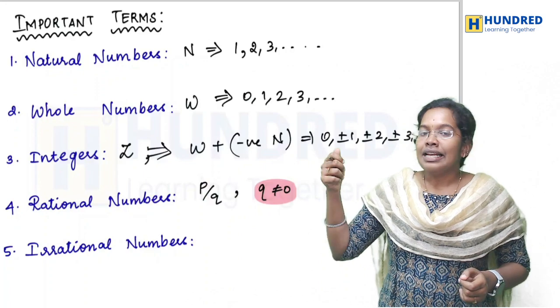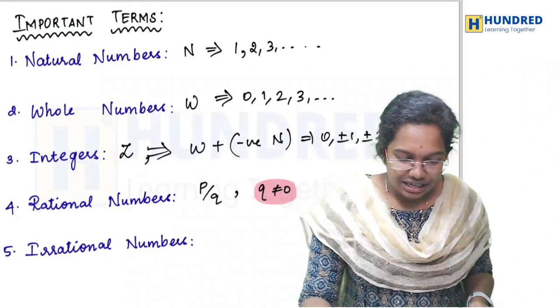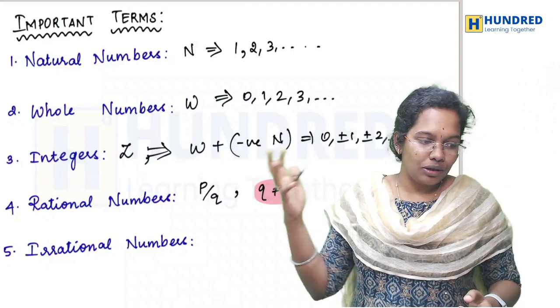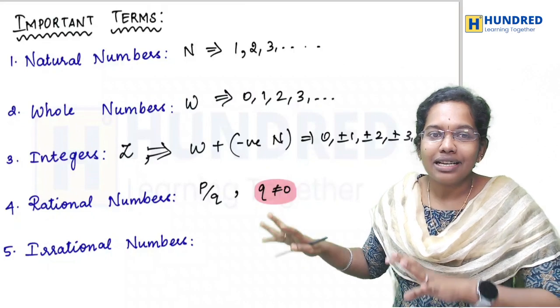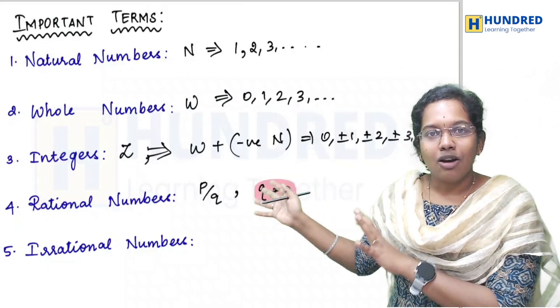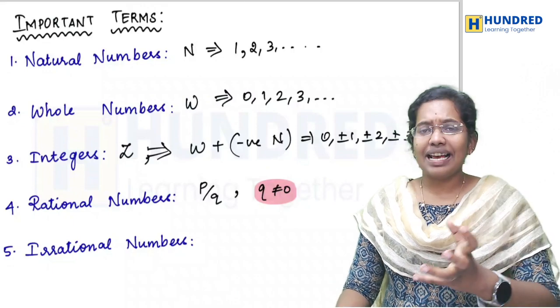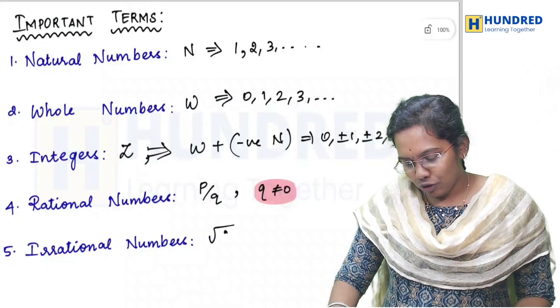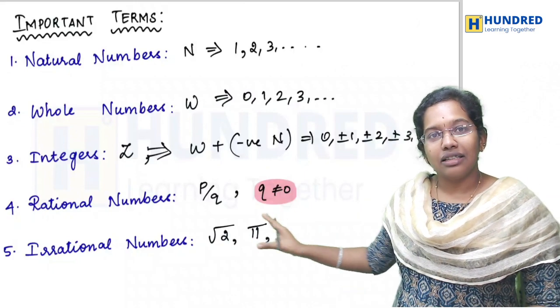Let's move to the next thing, which is irrational numbers. Irrational numbers are the numbers which are not in the form of rational numbers. They will not be of the p by q form. If it is square root values, pi or e, these are the terms which come under irrational numbers.